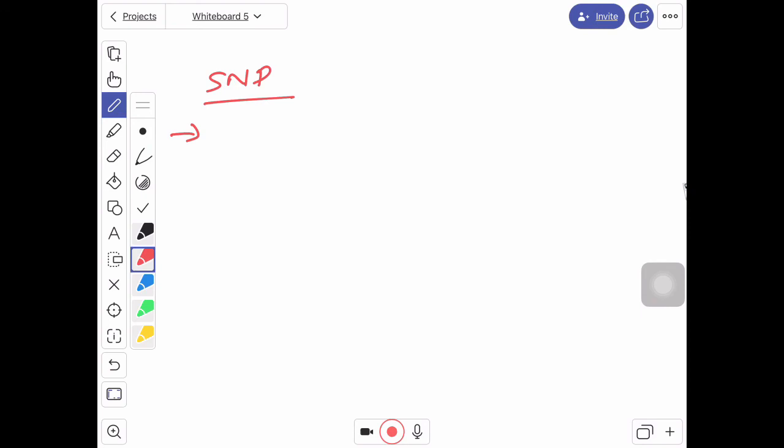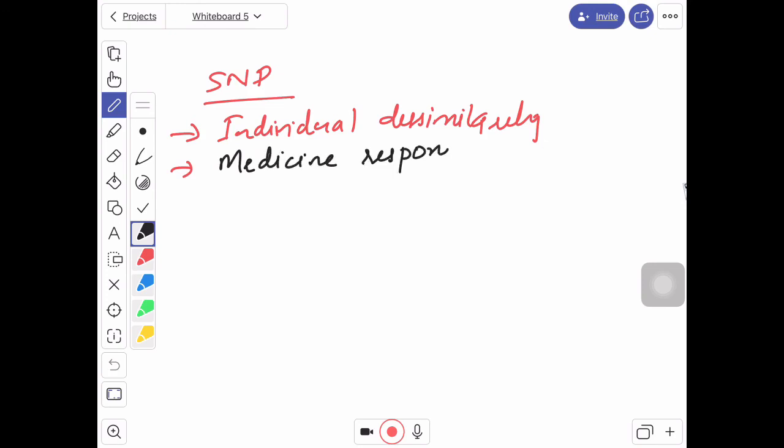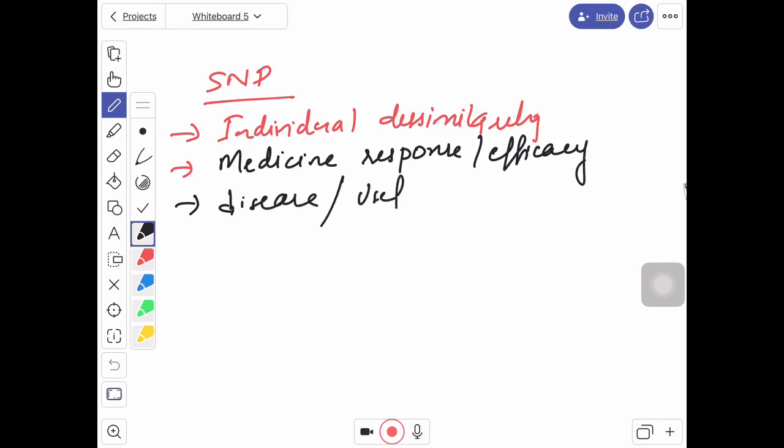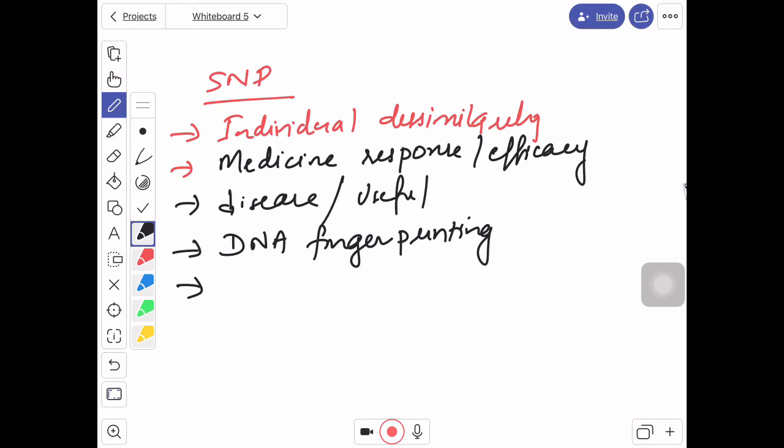In conclusion, we can say that SNPs help in individual dissimilarity. They help to predict medicine response or efficacy. They lead to disease, or they may sometimes be useful. The SNPs in the non-coding region help in DNA fingerprinting, and SNPs are also helping in phylogenetic studies. Phylogenetic studies means the studies related to an individual's evolution and all. Okay, so altogether SNPs play an important role in our life. Thank you.